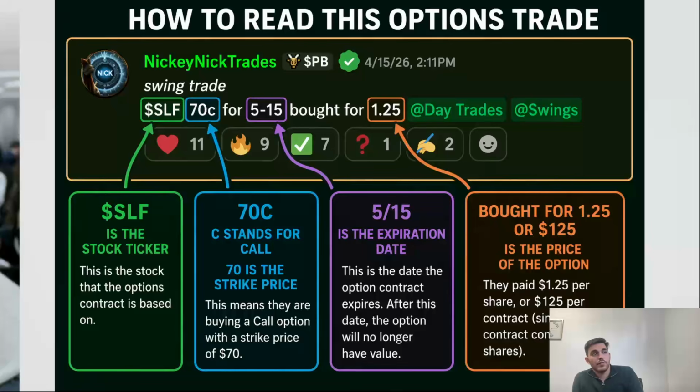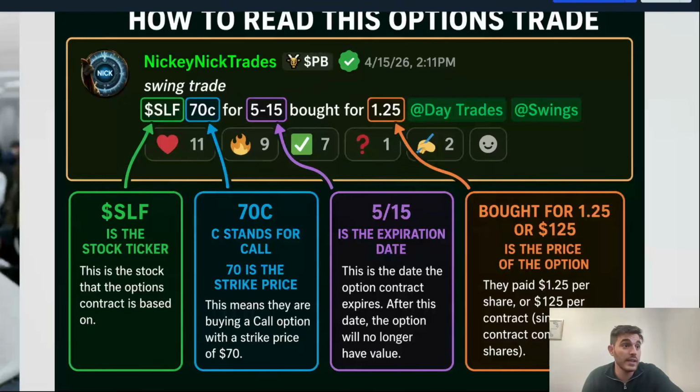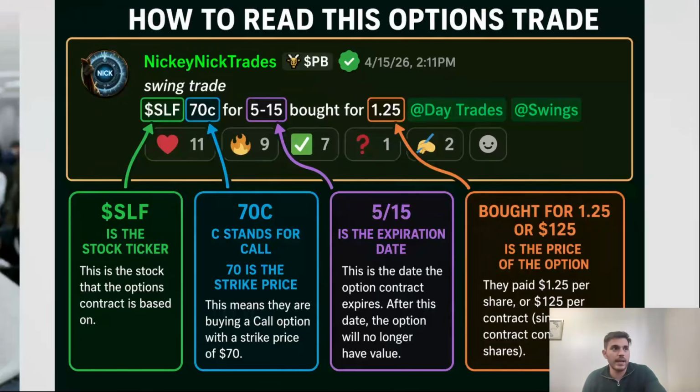For 515, if you look on the options chain, you're going to find different dates, okay? You're going to go to 515, you're going to go to the 70 call, and we paid $125. Now, I'm not talking $1.25. When I say 125, I mean $125, okay? Simple as that. So the way you would read that is we bought SLF calls that expire on 5/15, which means at the time we're in April 21st, you could hold this trade for a little less than a month, okay?